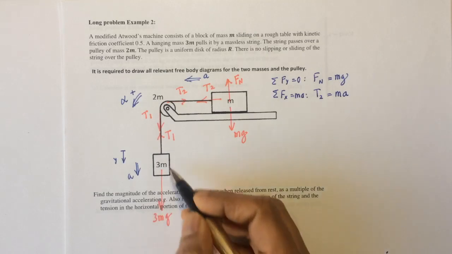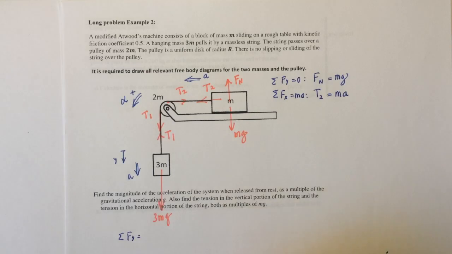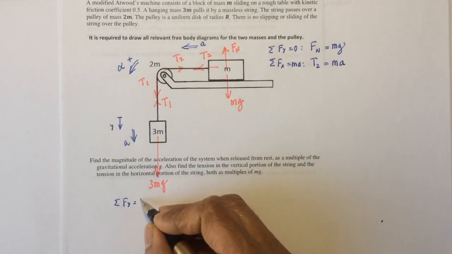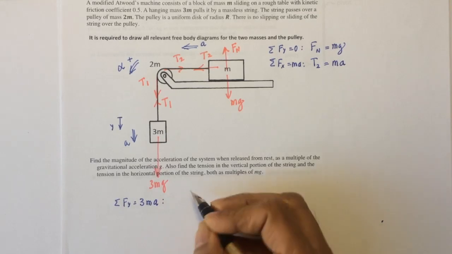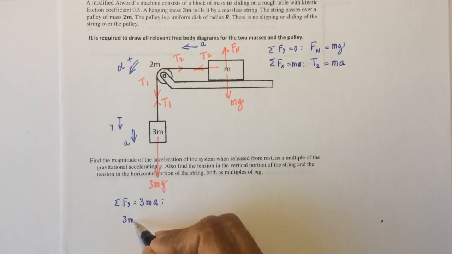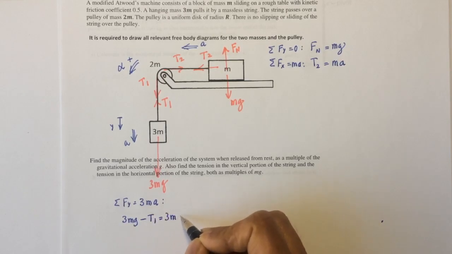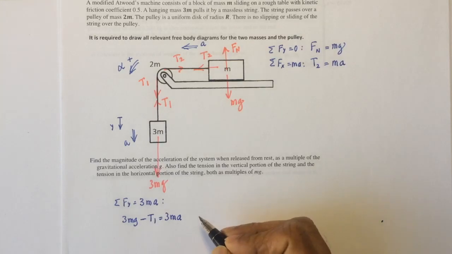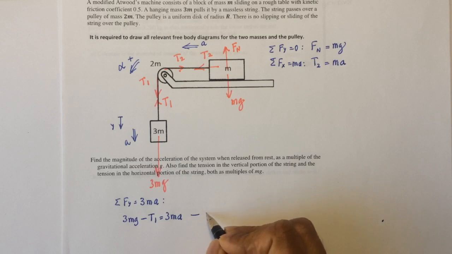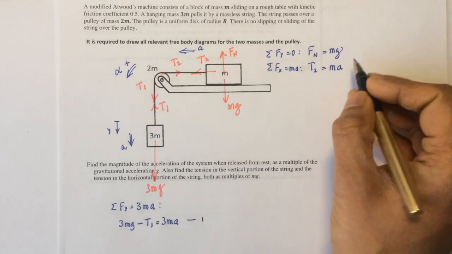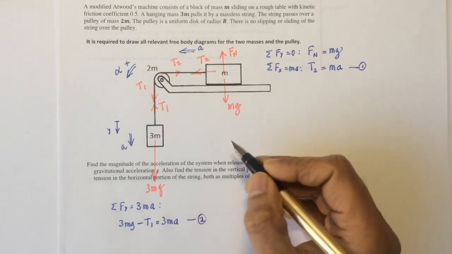Let's look at this one, the hanging mass. The sum of all the forces in the y direction equals the total mass, which is 3m times a. Let's write that down. So 3mg minus T1 equals 3ma. So I have that. Let me just keep this. I'll call that equation 1, and I'll call this equation 2. And now we'll look at the pulley next.